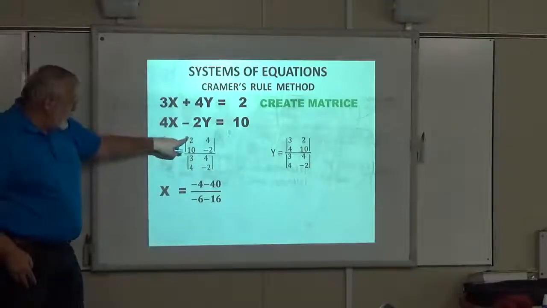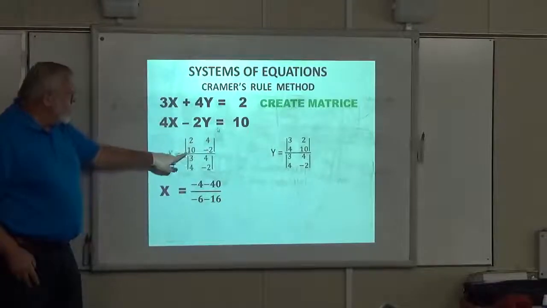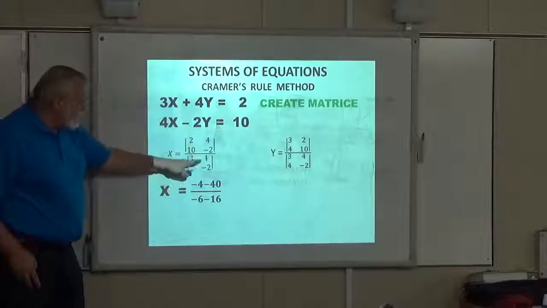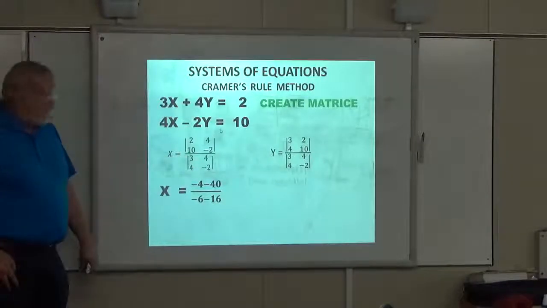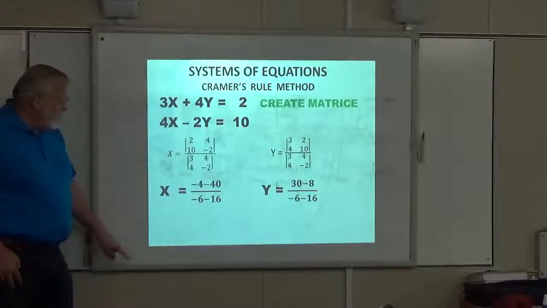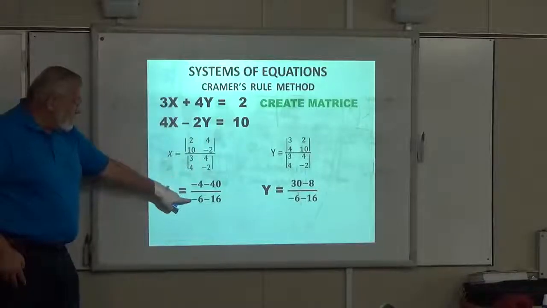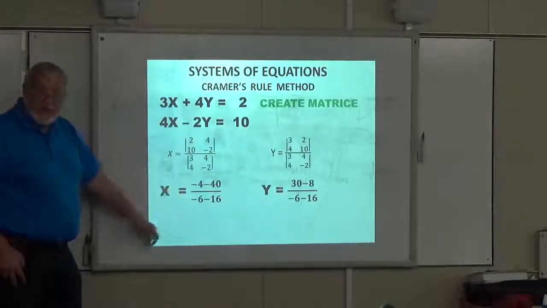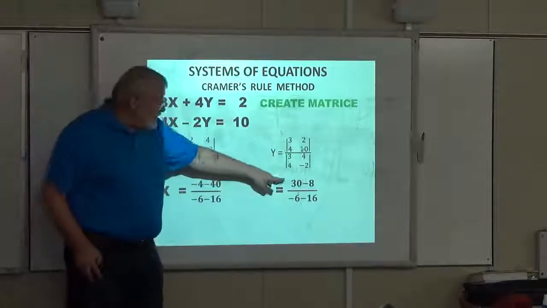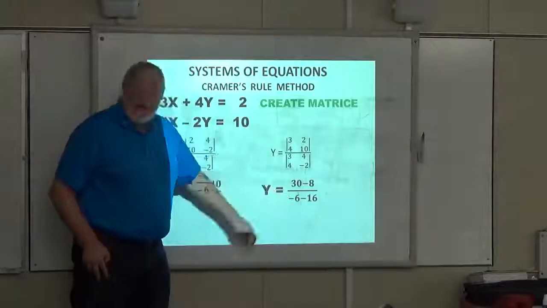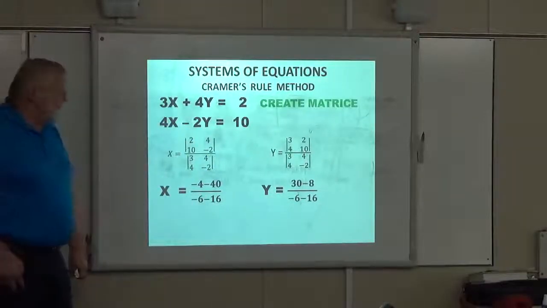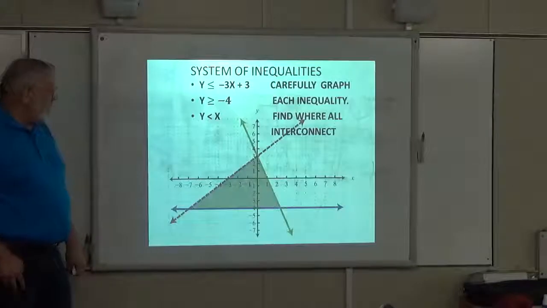Mathematically, it's going to be -4 minus 40, and it's going to be -6 minus 16. And the same thing would be true for that one, just different numbers. Then this becomes -44 over -22, which is 2. And this becomes 32 over -32, which becomes -1. And so that became the solution.